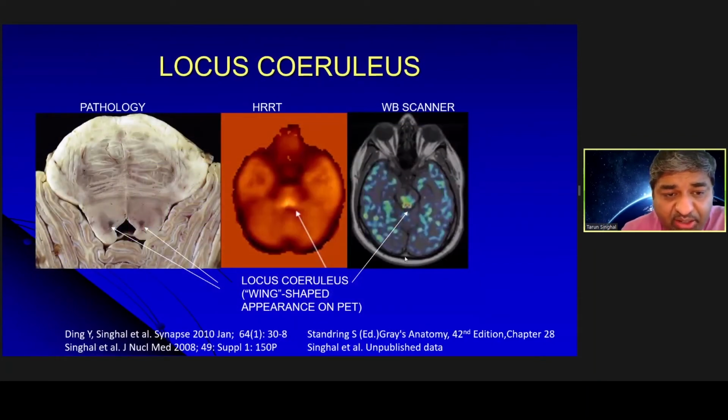Here you can see the comparison between the pathological and the anatomical position of the locus ceruleus and its appearance on the HRRT in this averaged image. And in my most recent work, in collaboration with George El Fakhri and others at the Gordon Center, we can also identify the locus ceruleus in a whole body scanner using the C11 MeNER or C11 MRB tracer.